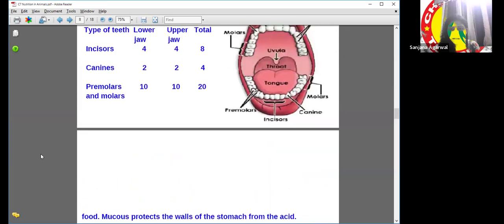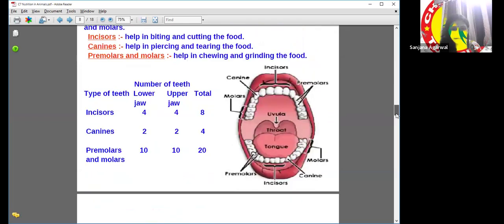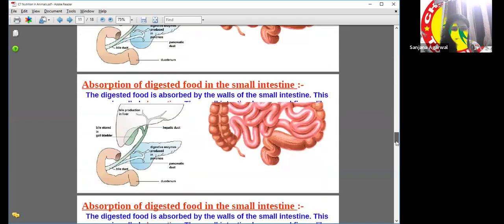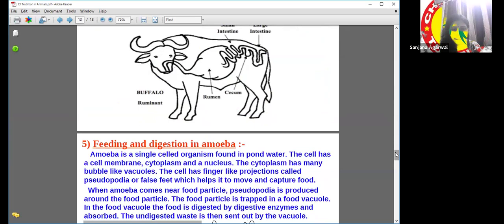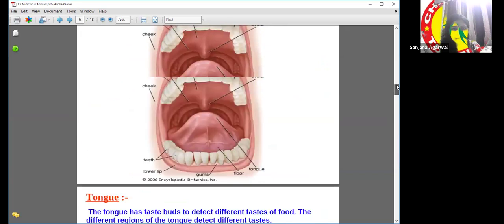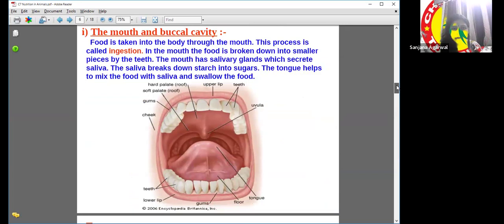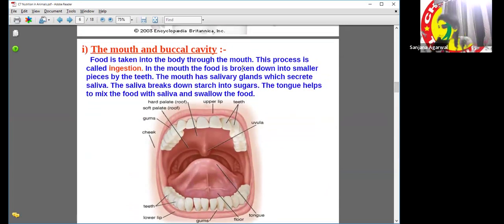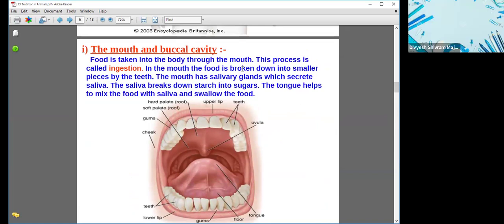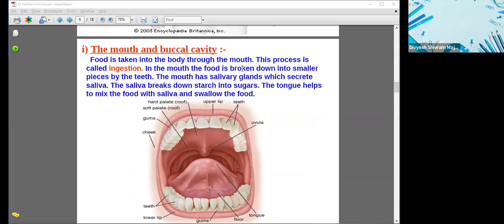And then should we start reading about molecules later on? Okay. Who's gonna read about the mouth and the buccal cavity? Really? Ma'am, can I read? Yeah, okay. Okay, ma'am. The mouth and the buccal cavity.